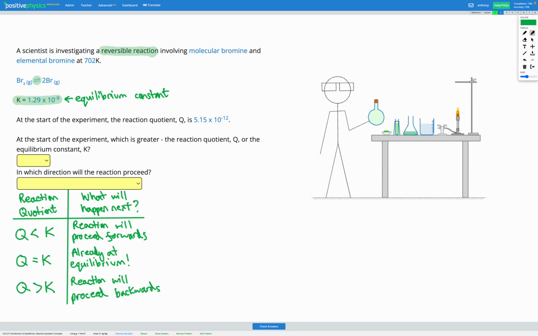We're also told at the start of the experiment, the reaction quotient Q is 5.15 times 10 to the power of negative 12. That value is even smaller than the K value, because to the power of negative 12 is smaller than to the power of negative 9. So what we found here is that our Q value is less than our K value. Looking at our table down here, when Q is less than K, that means the reaction will proceed in the forwards direction.